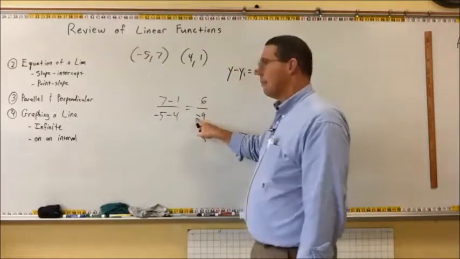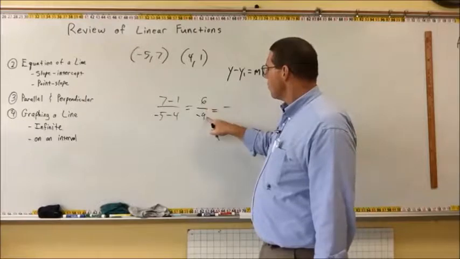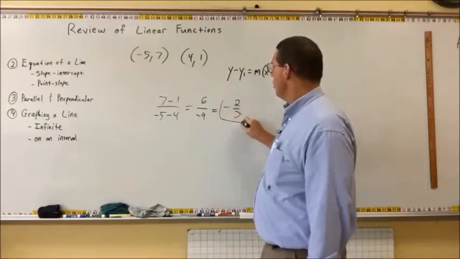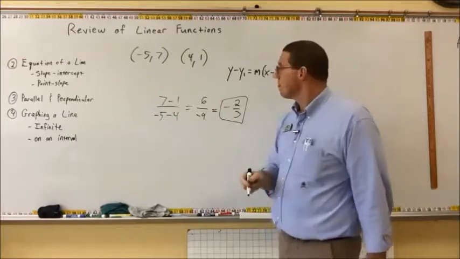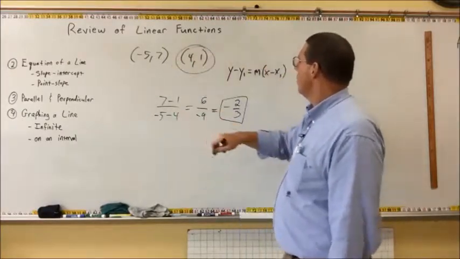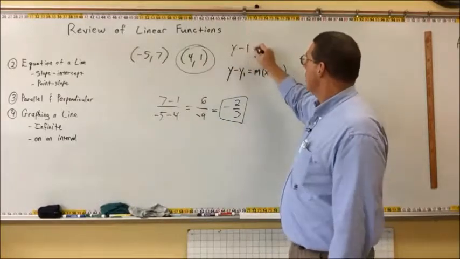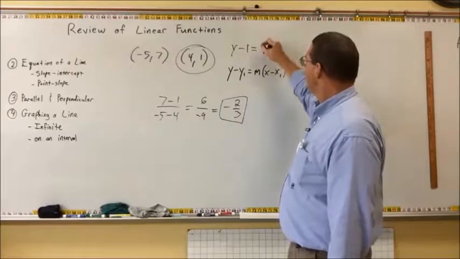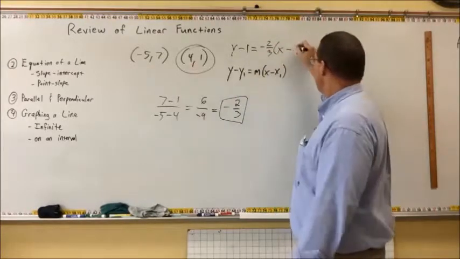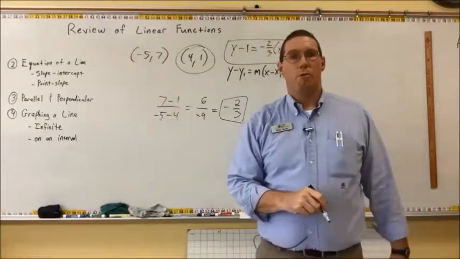A positive divided by a negative is a negative. So the slope is going to be a negative slope. 6 over 9, well, that reduces to 2 over 3. So our slope is negative 2/3. So now, let's pick this point right here, the 4 and the 1. So our equation is going to be y minus 1 equals slope negative 2/3 times x minus 4. And there we go. That's the equation of the line in point-slope form.